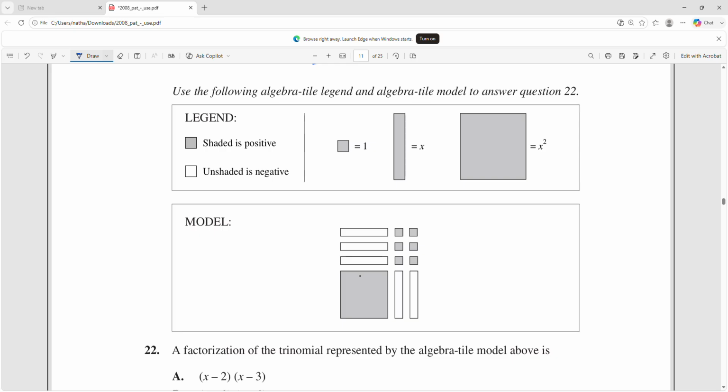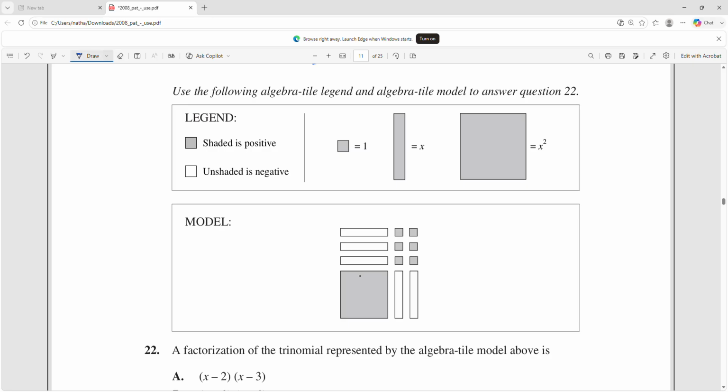Now, I don't know if this is an old way of doing it. So maybe they changed that at some point and we're operating on the new way of doing it where the clear unshaded tiles are positive and the shaded ones are negative. But for this question, we're going to have to just pay attention and realize that it's just the opposite on these ones, okay?